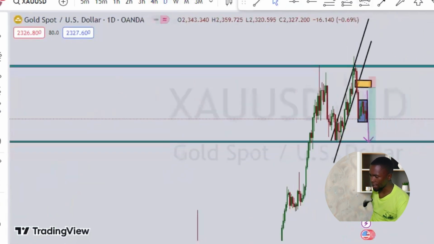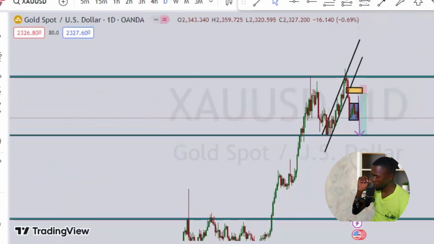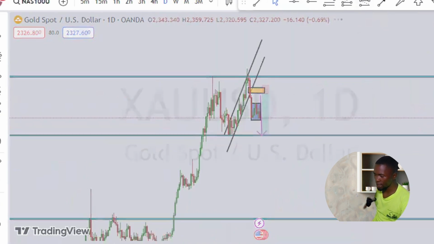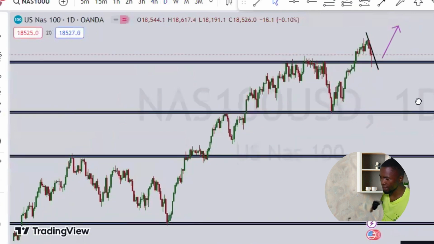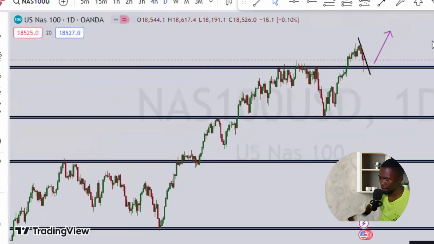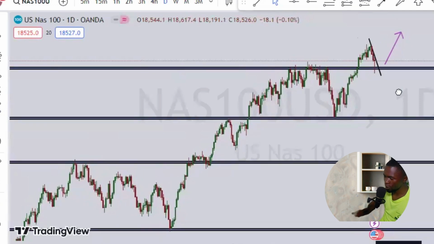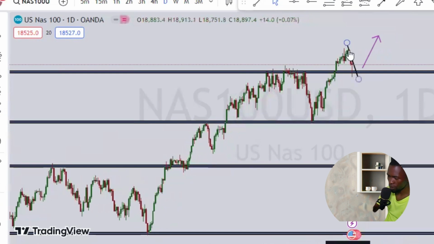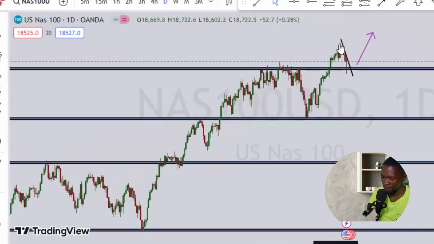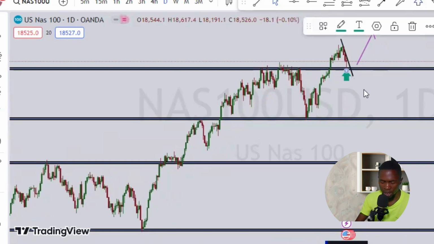Now let's go to the last pair that I am also anticipating to see if I can get a setup out of it. And this pair is NAS 100. Now on NAS 100, you can see on a daily time frame very clearly this was a resistance zone, and the market broke the resistance zone, and again the market pulled back to the resistance zone to form another support at this area.